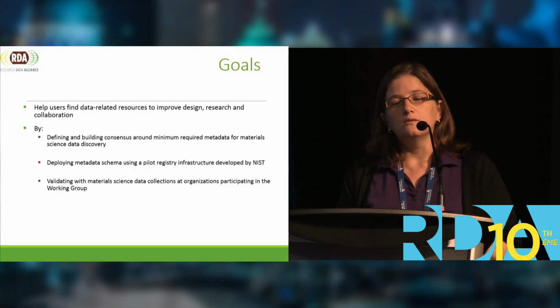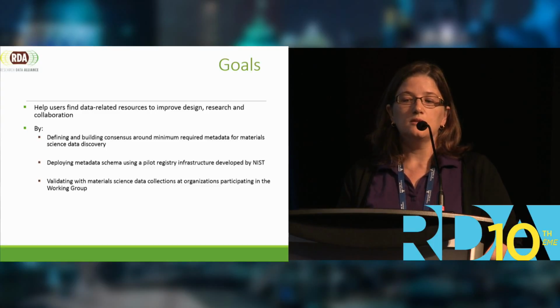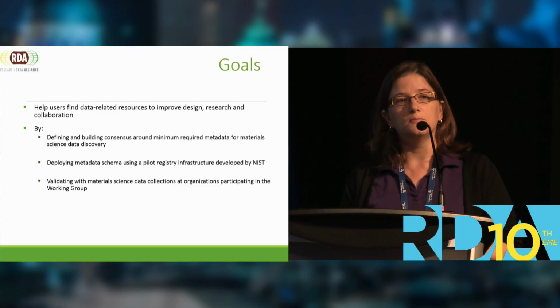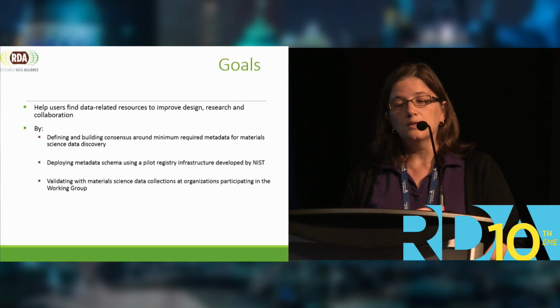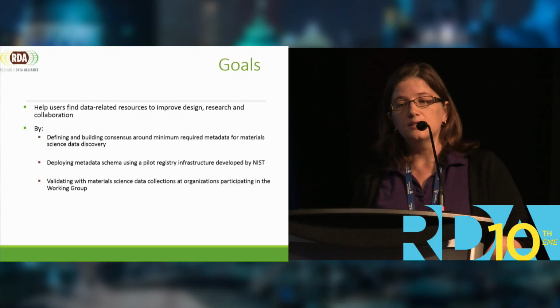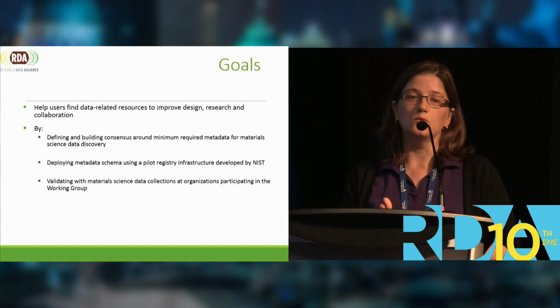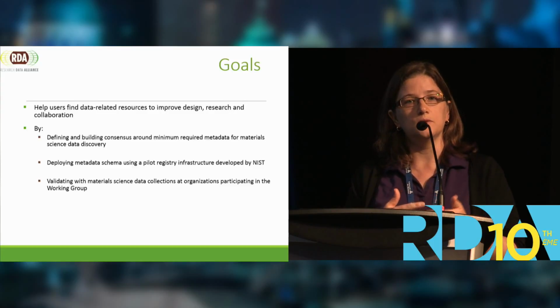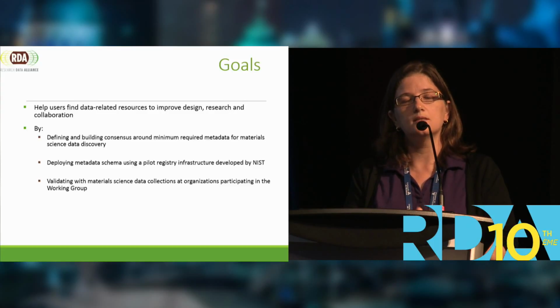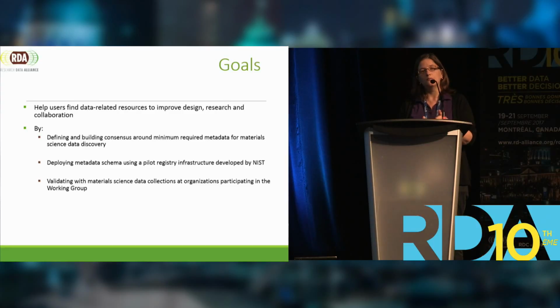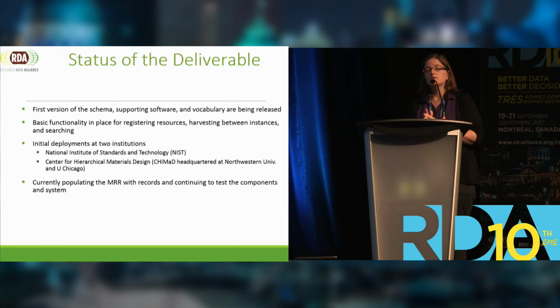We are working to deploy a metadata schema that is being implemented within a pilot registry that is being developed at NIST. And we are working to validate the material science data collections at various organizations that are participating in the working group. So how well are we doing with our system, with our schema, and with the metadata that we're choosing? So where are we?